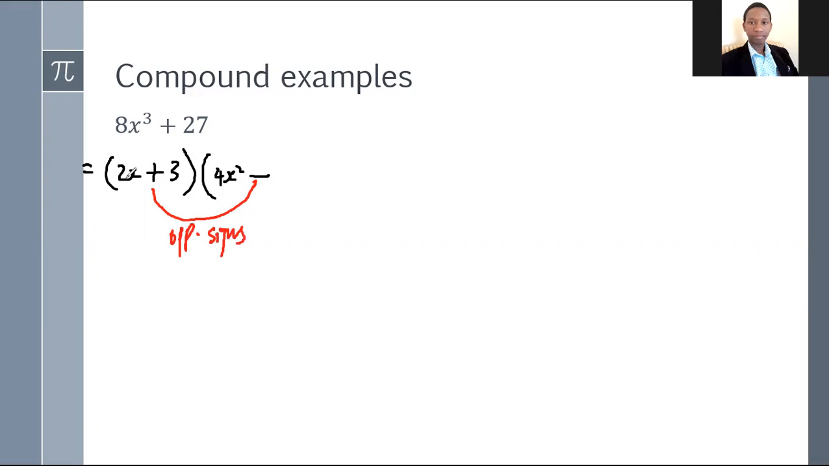Then finally, I've got to take the product. 2x times 3 is a 6x, and then 3 squared is a 9. I'm done. I leave it to you to confirm your suspicions.